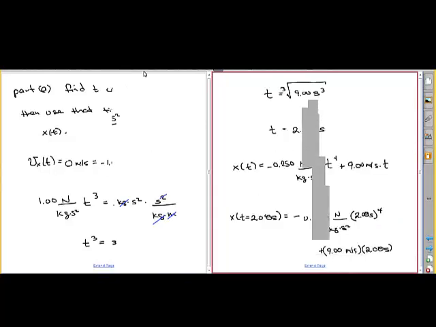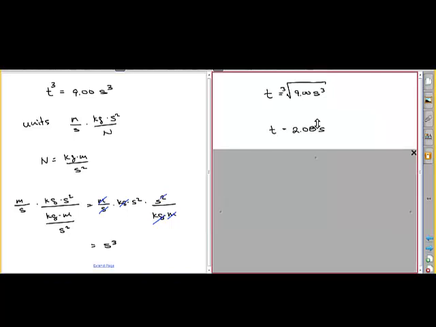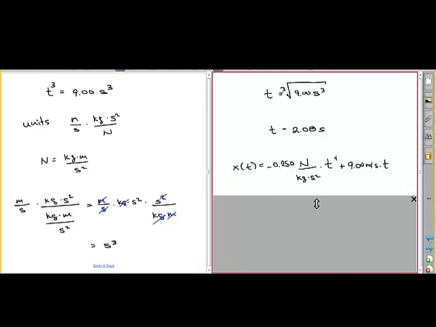So I take the cube root of both sides. Cube root of t cubed is t. I get the cube root of 9, which is 2.08 seconds. Cube root of seconds cubed is seconds. So that's the time it takes to stop. If you go any longer than this, it's going to start going back towards the left.